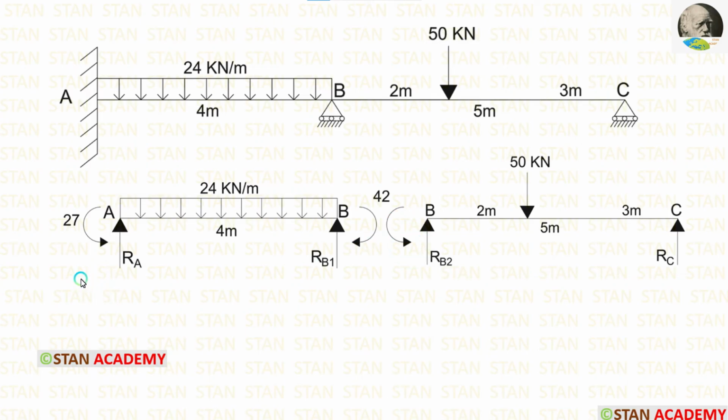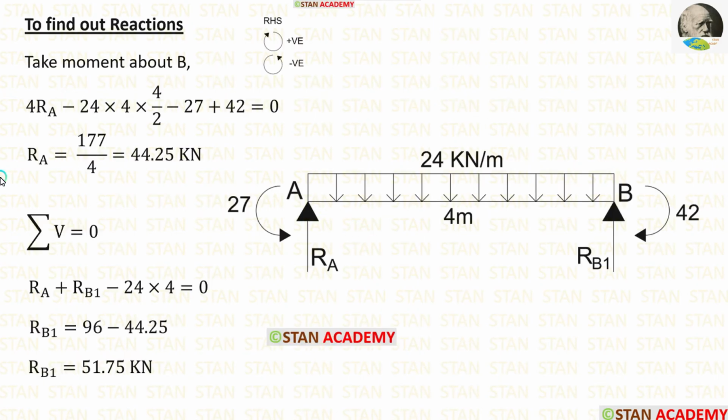Now, let us take the span AB and calculate the reactions. We already know there are two moments, MA which is acting in the anti-clockwise direction and MB which is acting in the clockwise direction. In this span, first I am going to calculate RA. For that I am going to take moment about B. In this case I am moving towards right hand side. Clockwise will be positive and anti-clockwise will be negative.